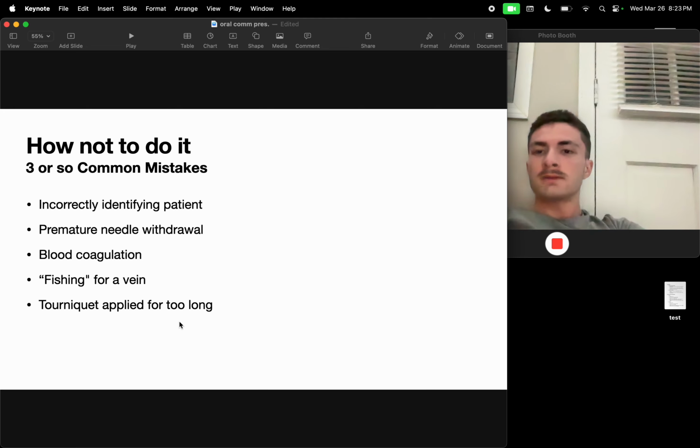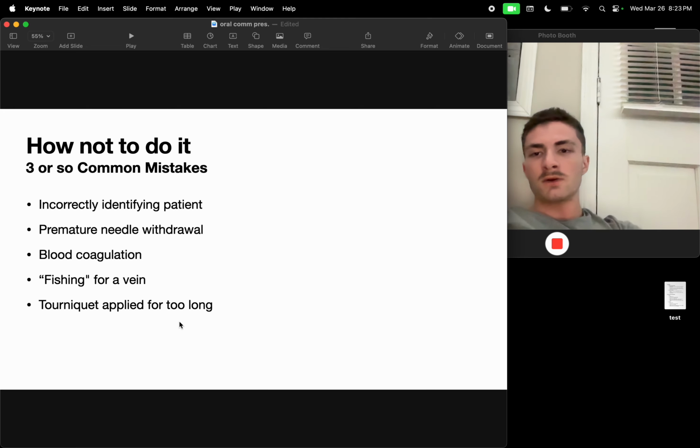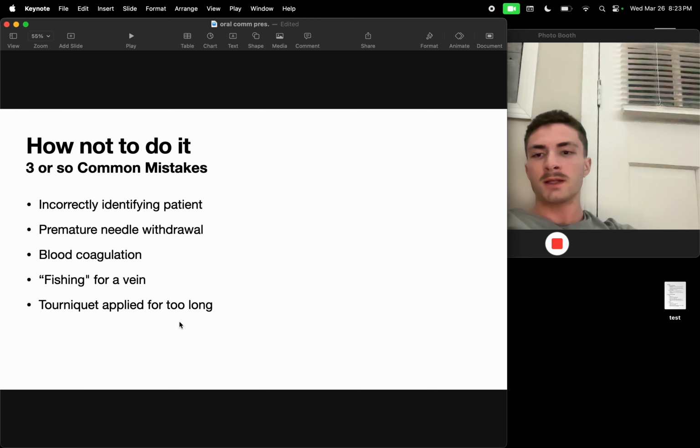This is the last slide. So this is how to not do it, 3 or so common mistakes. The first one says incorrectly identifying patient.